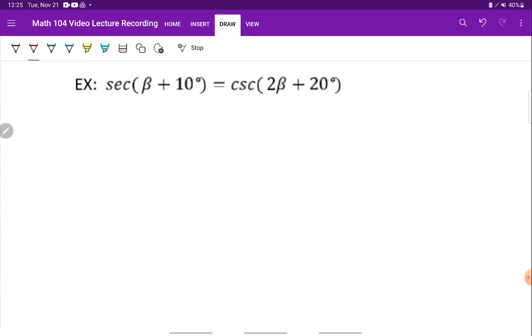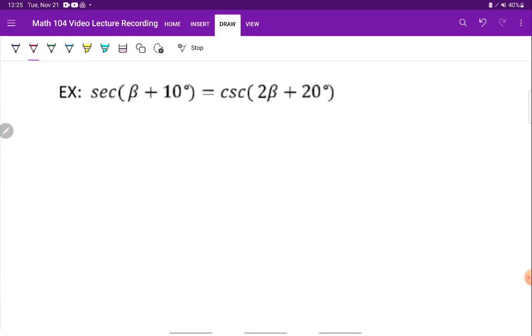Let's try one more. We've got our cofunctions, secant and cosecant. We can rewrite it in terms of either one. As I said, I usually pick the function that has the worst looking argument. And I'd say cosecant's a little bit worse, more terms. Well, same number of terms, but coefficients. So let's rewrite it in terms of cosecant.